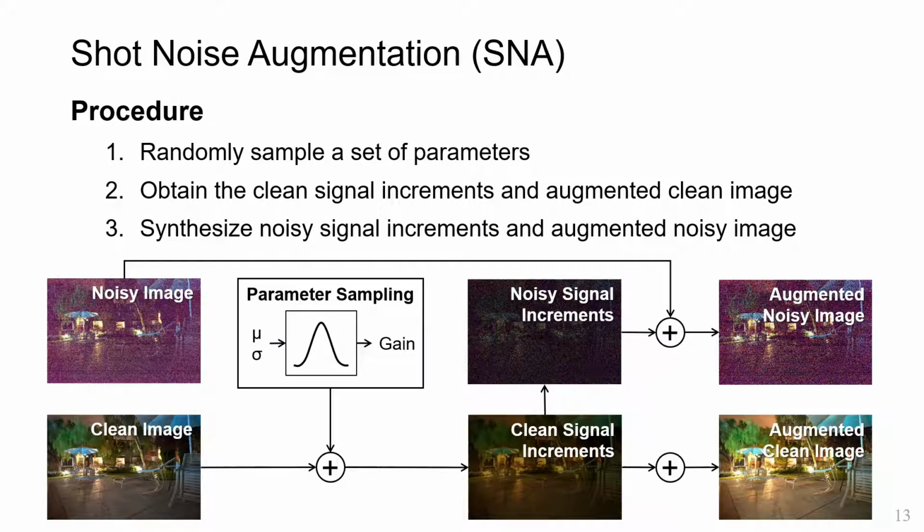The procedure of SNA is very simple. Firstly, we randomly sample a set of parameters for the later procedure. Secondly, we obtain the clean signal increments and the augmented clean image.